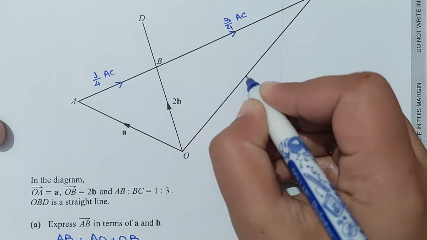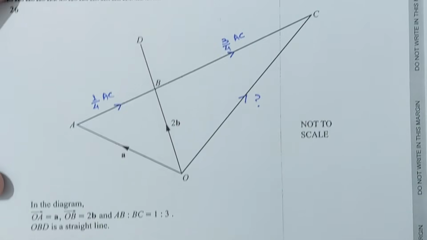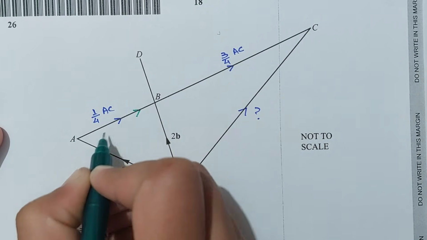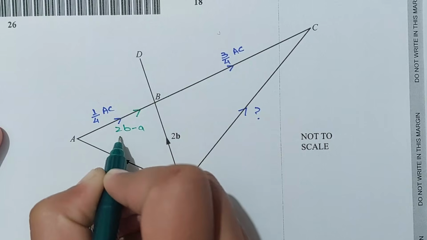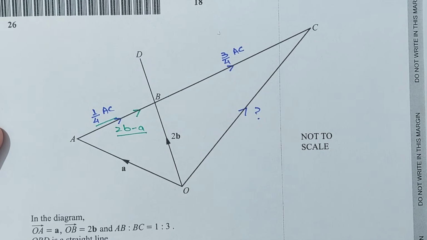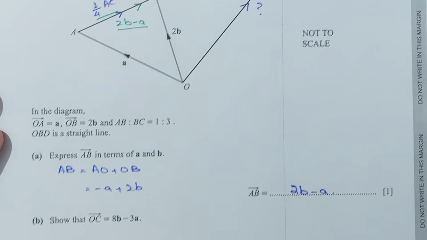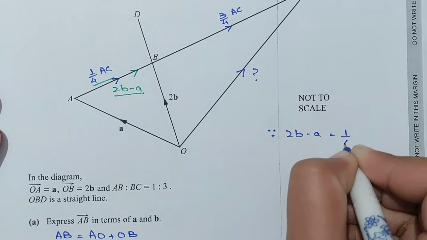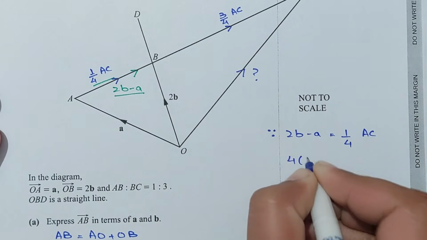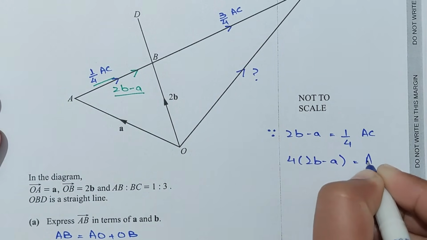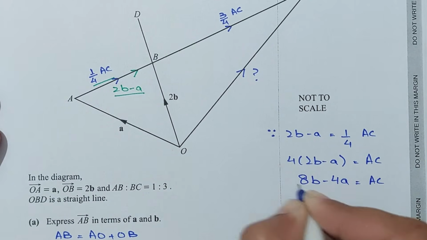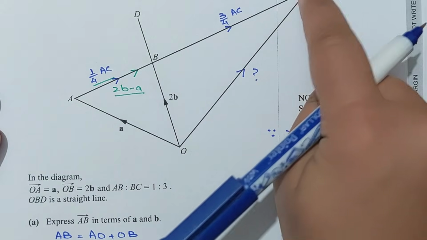Okay, now for part B, show that OC is 8b minus 3a. O to C, this we have to show. One more thing: AB we got, A to B is 2b minus a. This means 2b minus a equals 1/4 of AC. So let me solve for AC. So 4 into 2b minus a, this is AC. So 4 times 2b is 8b minus 4a, this is my AC. So we got the value of AC, A to C, right?